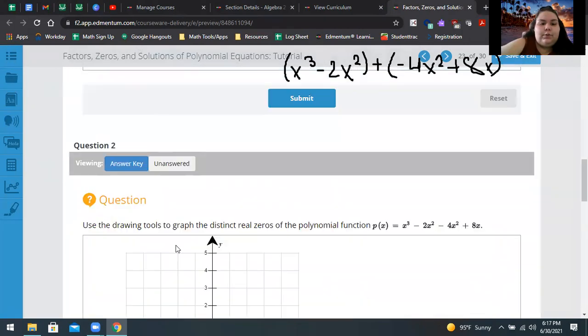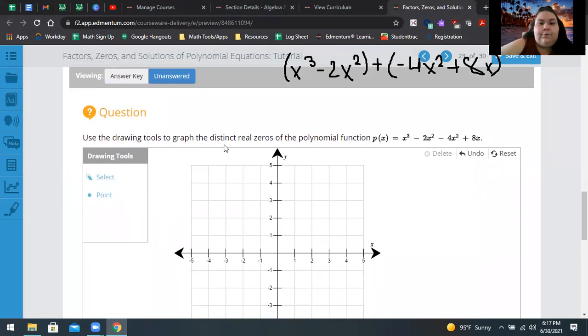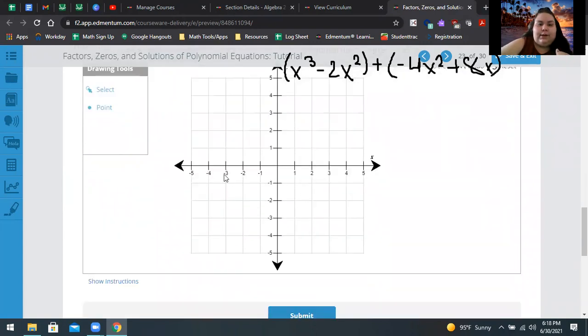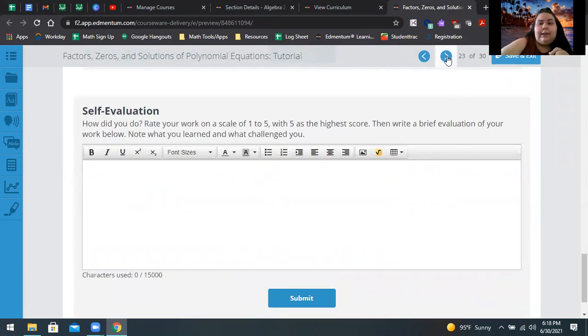So moving on to question number 2 here. It says use the drawing tools to graph the distinct zeros of the polynomial function. So once you're done factoring it all completely, remember that quick little trick where you look at each factor, take the opposite of that number, and you'll be listing your zeros there. Again, you're just going to select points, and I'm selecting randomly. These aren't the answers here, but it should look something like that. And once you're done, you'll hit submit. Don't forget, again, to do yourself an evaluation.